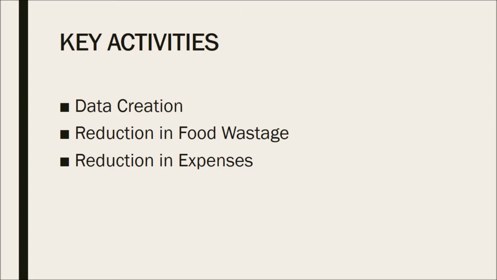The third key activity is reduction in expense. See, if less food is consumed by the people and we have the data beforehand, like if only 100 people are coming to have the food, the food made by Sodexo will be less than the regular food. So this will allow them to purchase less raw material, and thus it will reduce their expenses.